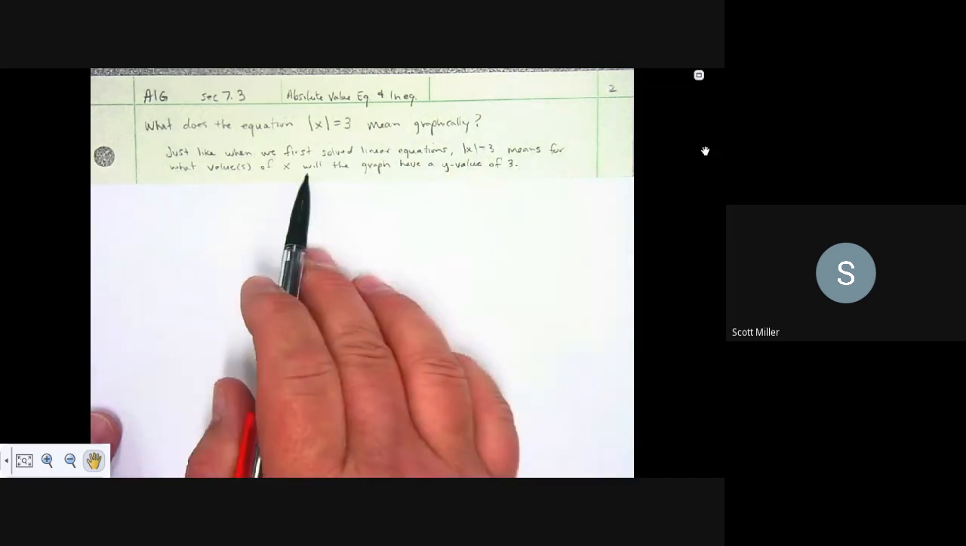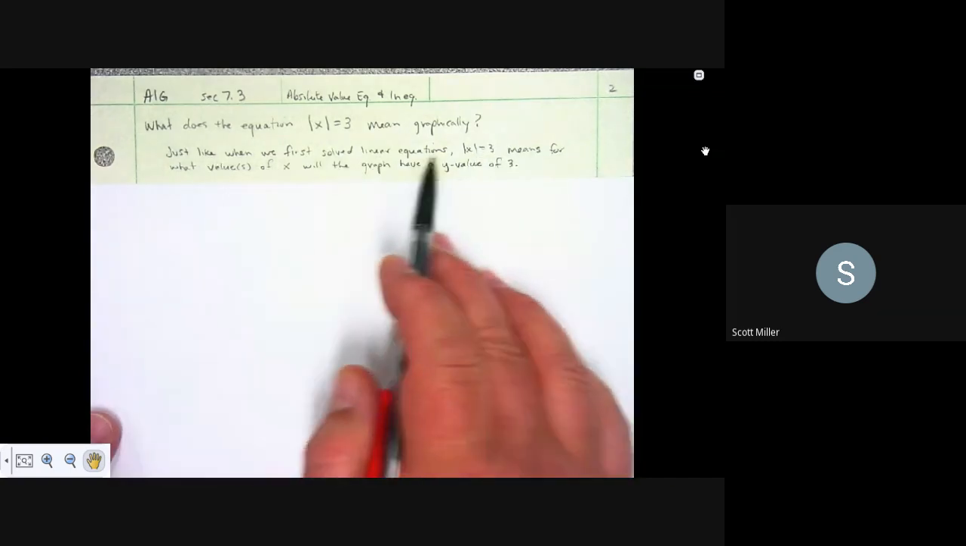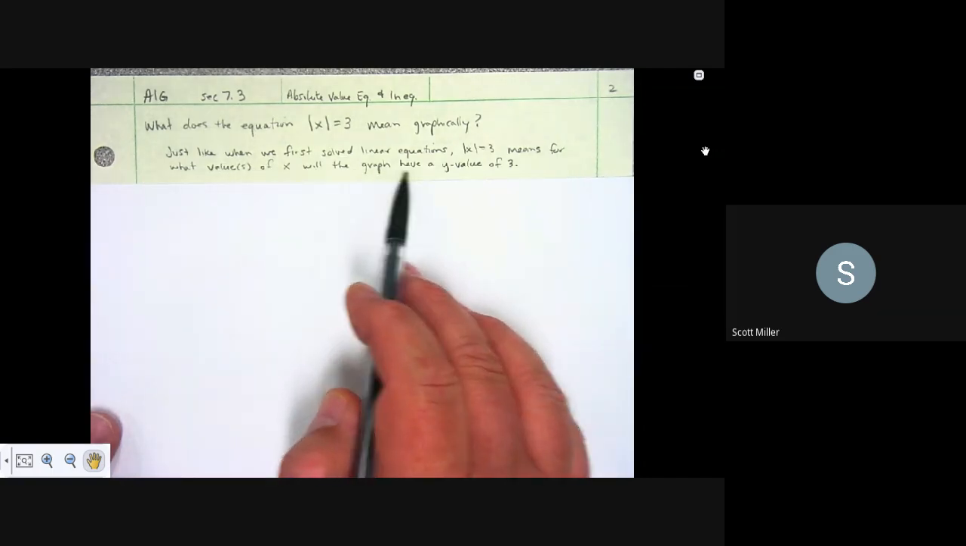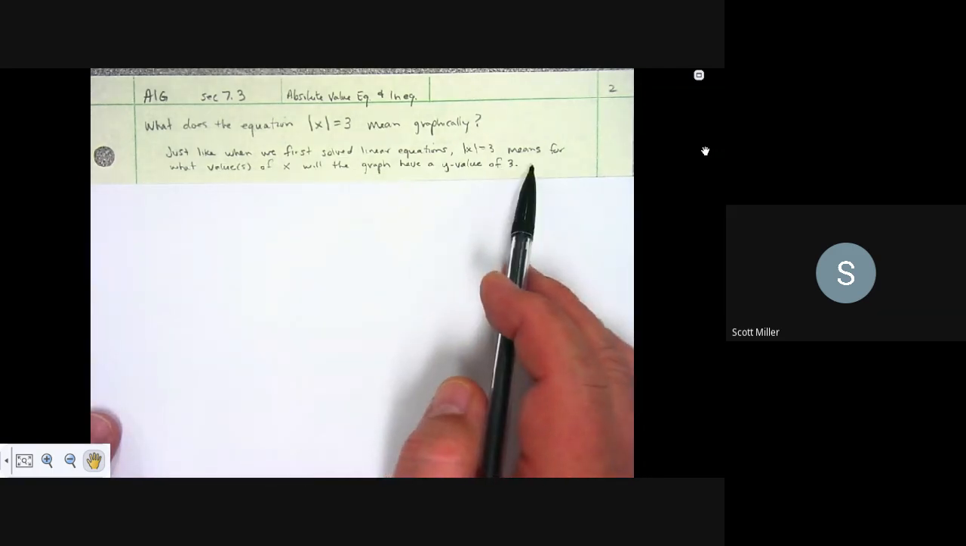So I want you to think back to when we did something similar to this when we were solving linear equations. What we do is look at it just like we did for solving linear equations. This here means: for what values of x will the graph have a y value of 3? Okay, so let's take a look at it.